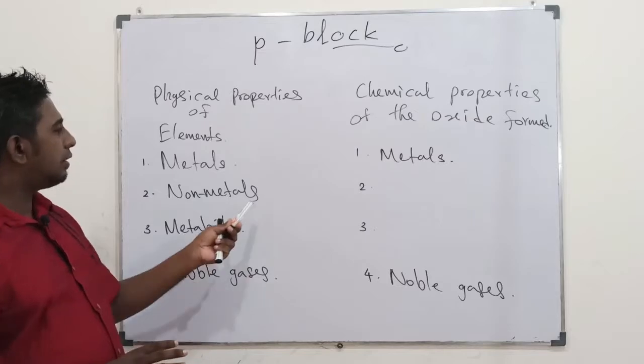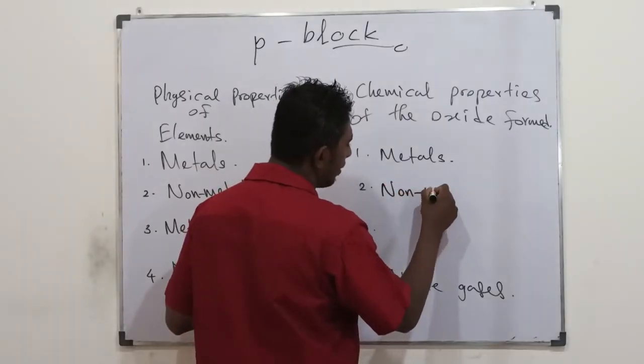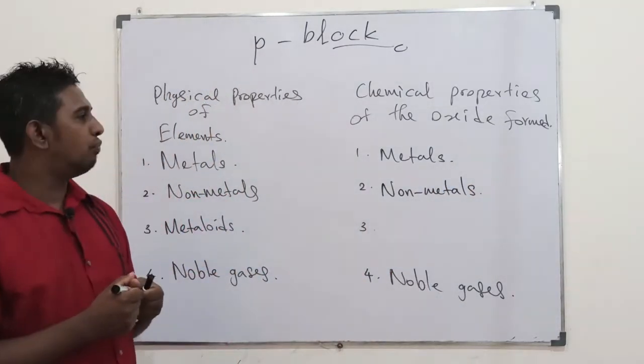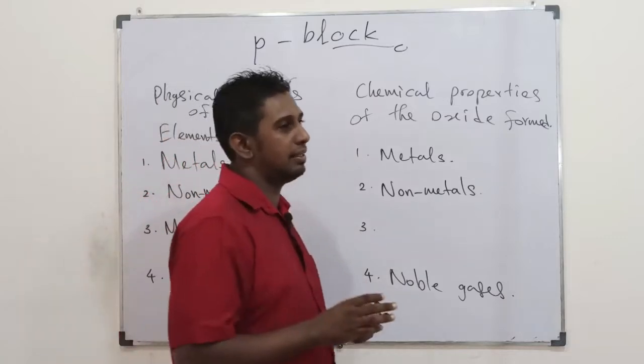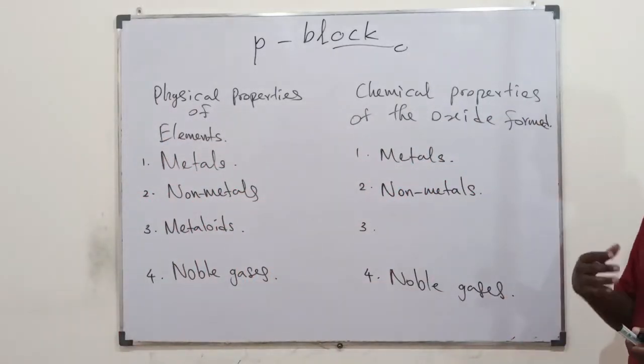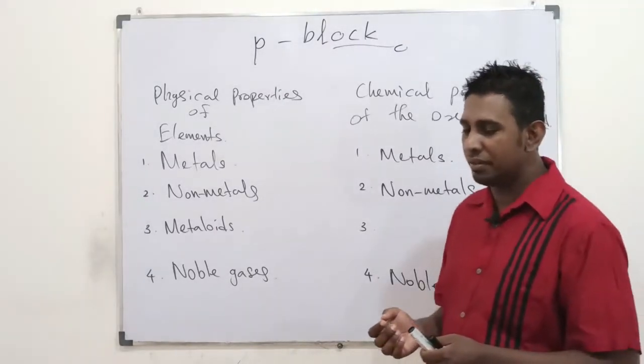Then students, here non-metals. Non-metals here are the elements which form acidic oxides. If you find that all the oxides are acidic, the element could be named as a non-metal.